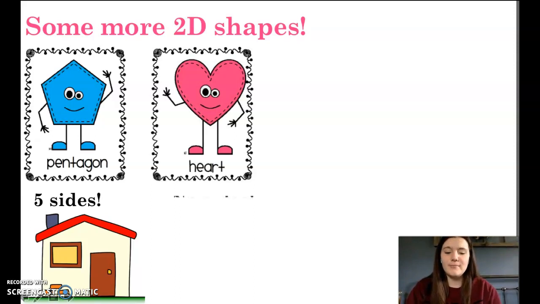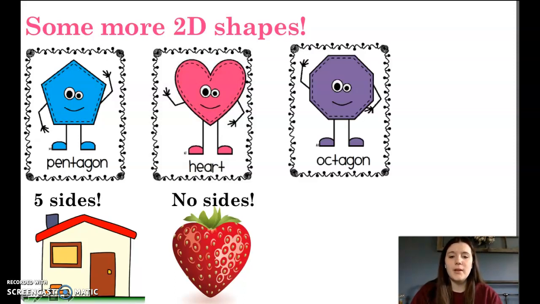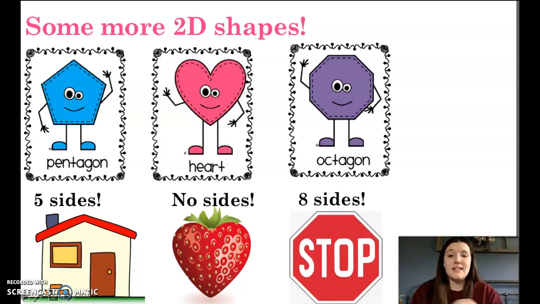Next is a heart. Hearts have no sides, and here's a real life example. Some strawberries can actually look like hearts, but I'm sure you can find hearts everywhere. Next is an octagon. An octagon has 8 sides, and a stop sign is a perfect example. So if you count each side of the stop sign, you'll count 8 sides, every stop sign.